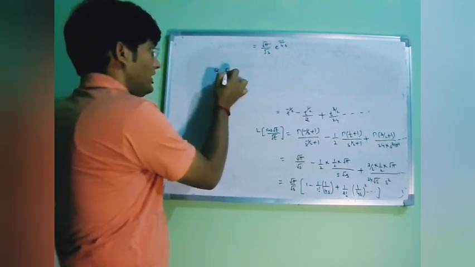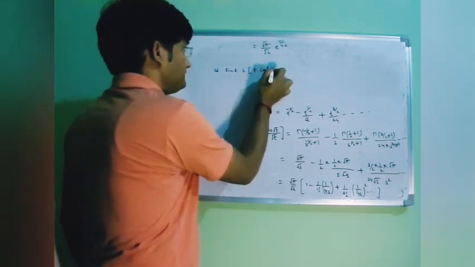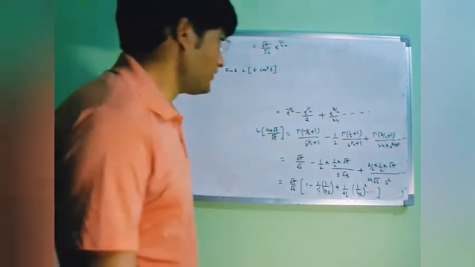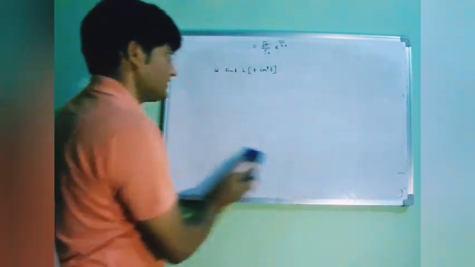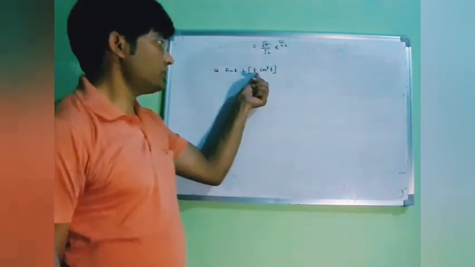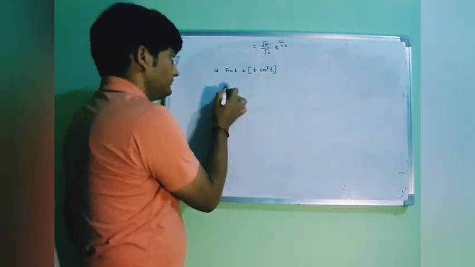Question: find Laplace t cos cube t. So we have a formula of Laplace t into ft. Now using that formula, let us find out Laplace t into ft.